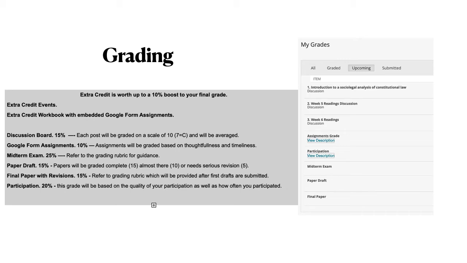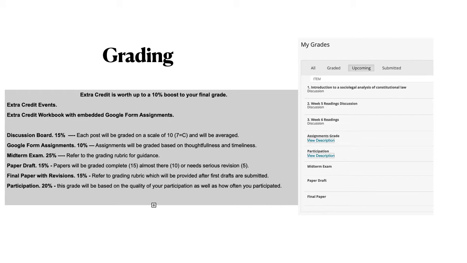You'll have a paper which will be broken down into a draft and then a final paper with revisions, each worth 15%. In the first round, the draft, you'll get a grade of completed if you've done exactly what I asked you to do, and that's worth 15 points. Almost there means that you had some good ideas, but maybe you borrowed some things from the internet and you have to change that, or it needs serious revision. Maybe you borrowed everything from the internet and you definitely need to change that, or maybe there are some real problems and you didn't quite follow the instructions correctly. The final paper with revisions will also have a grading rubric, but I'll provide that to you based on what I get from you all.